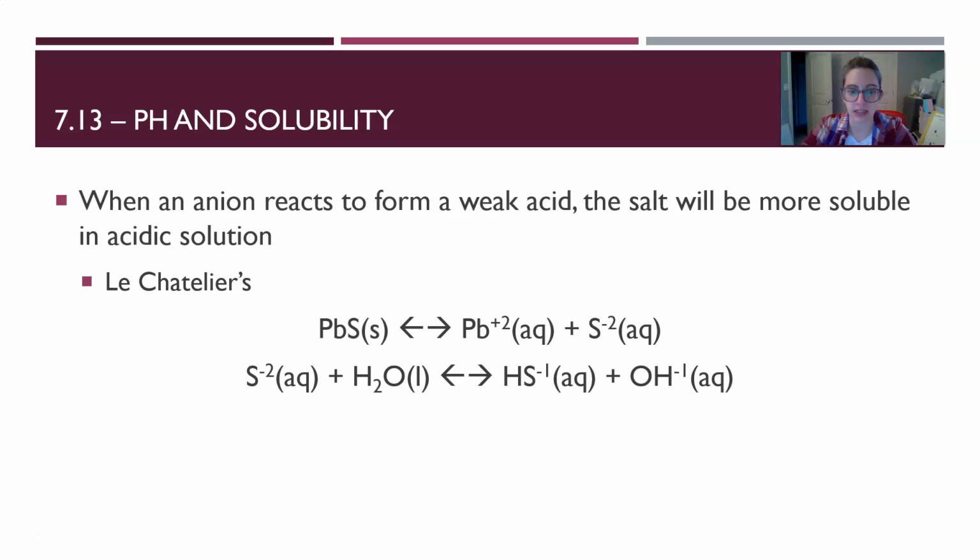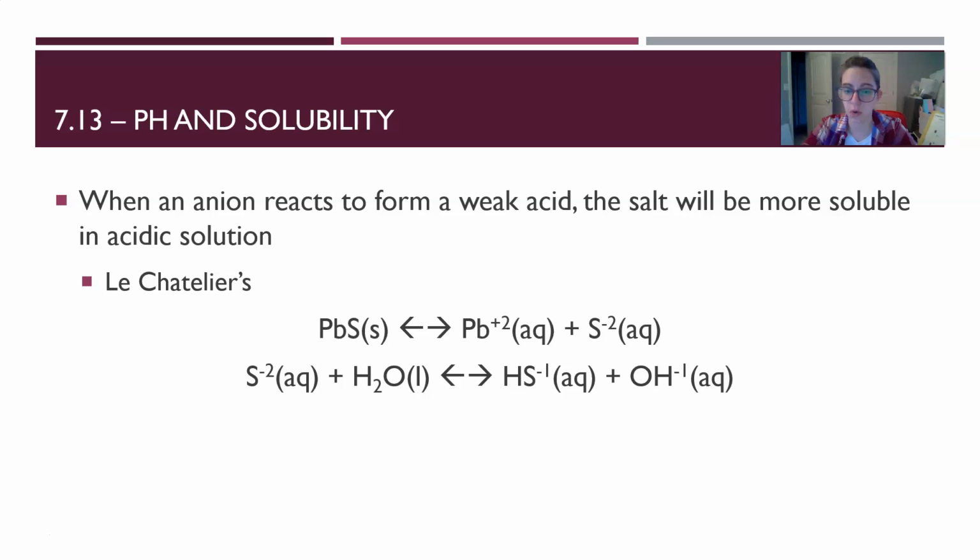So if we think about Le Chatelier's principle, if we add acid to this solution, so we have an equilibrium here, that acid is going to react with the hydroxide ion to form water, which will then shift the equilibrium to the product side because we would have less hydroxide.